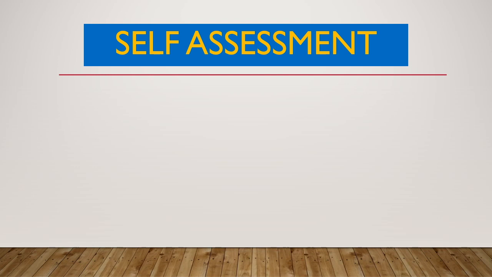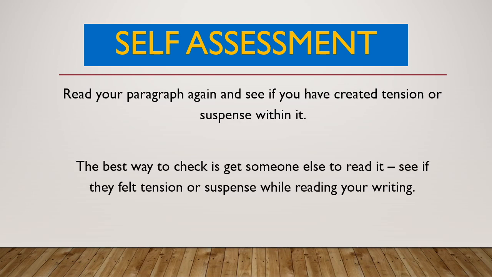So we're having a little go at self-assessment now. Read your paragraph again and see if you think you've created tension or suspense within it. Now, I find the best way to check whether your writing creates an air of tension or suspense is to get someone else to read it. That way, you can see if they felt tension or suspense while reading your writing. If they didn't, you can ask them why, and then you can build on it. It's often good to get somebody else to read your work because it will help you to develop it. You can see what's effective and what isn't as effective and build on it.